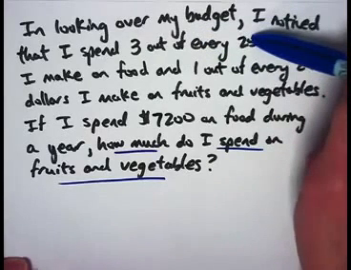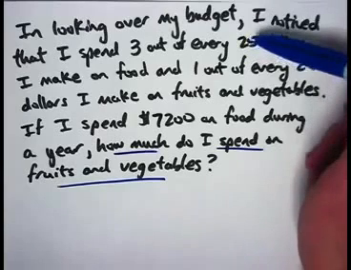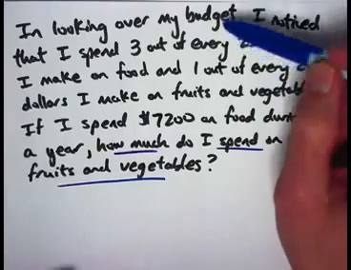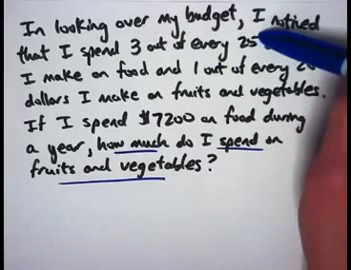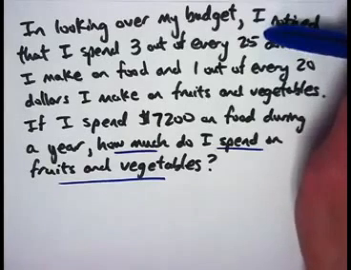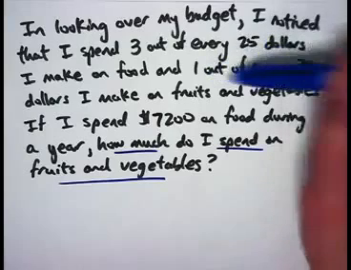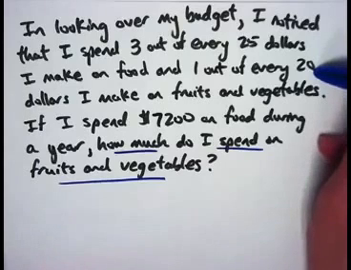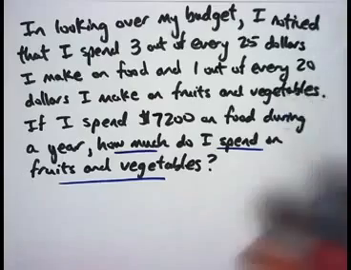You could also think of this in terms of out of every $100. And this is getting into concepts of proportionality and percentages, actually. If I spend 3 out of every $25 on food overall, that's the same as 12 out of every 100. 12% really of my budget goes to food. If I spend 1 out of every 20 on fruits and vegetables, which again of course are food, that's the same as 5 out of every 100, or 5% of the money I make on fruits and vegetables.